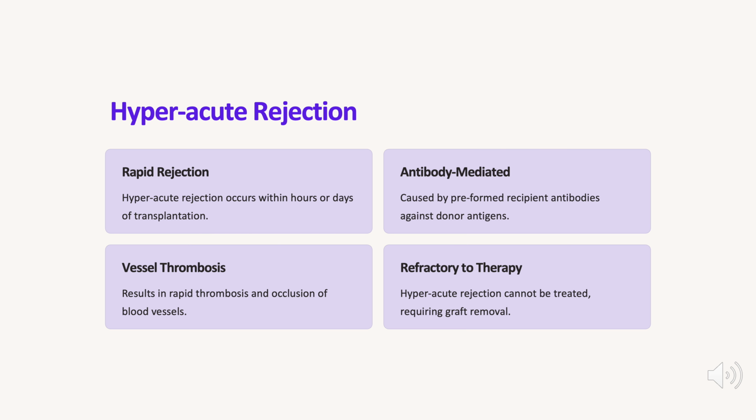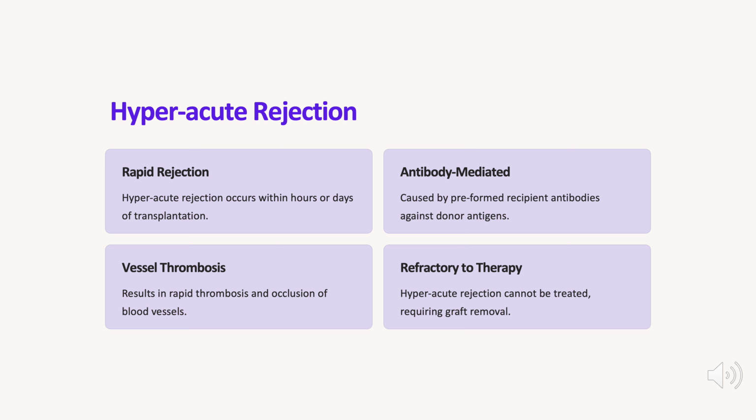3. Vessel thrombosis. Hyperacute rejection often results in rapid thrombosis and occlusion of blood vessels within the transplanted organ. This ischemic injury further exacerbates tissue damage and compromises graft function.